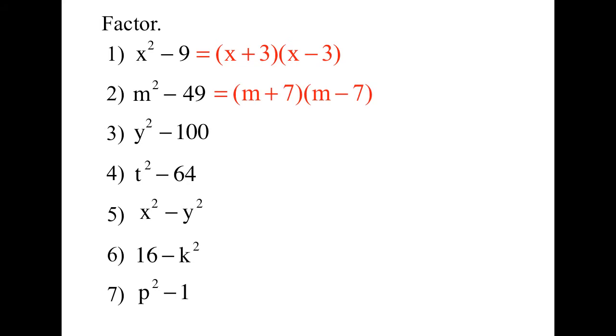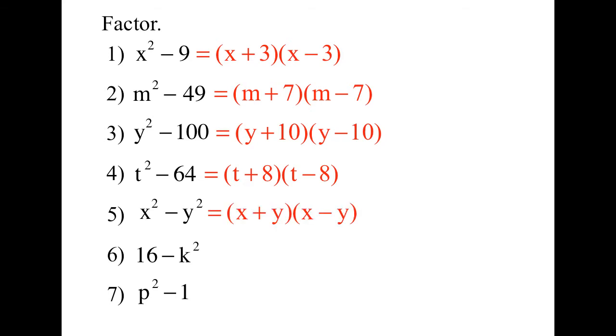All right, now check your work. Y squared minus 100 comes to y plus 10 times the quantity of y minus 10. T squared minus 64 comes to t plus 8 times the quantity of t minus 8. X squared minus y squared is equal to x plus y times the quantity of x minus y.